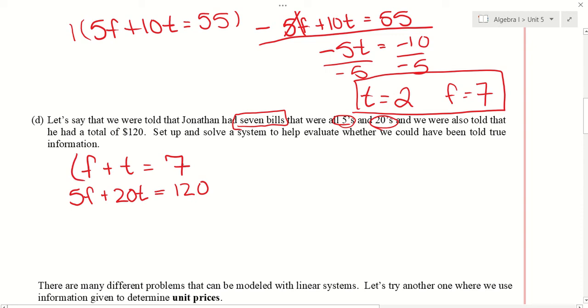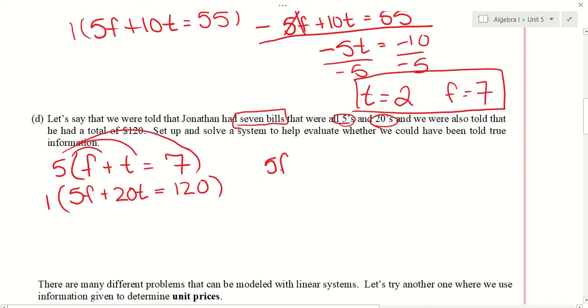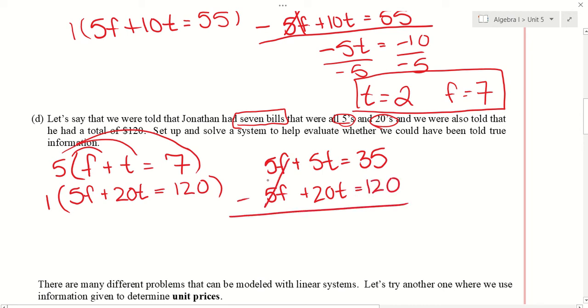Okay, solving this. Parentheses around both. 5 goes up, 1 goes down. Everything gets multiplied by 5. 5f plus 5t equals 35. This one, everything multiplied by 1, doesn't change it. Subtract, cross out. 5 minus 20, negative 15. 35 minus 120, negative 85. Divide by negative 15, divide by negative 15. What do we get? Actual repeating number.